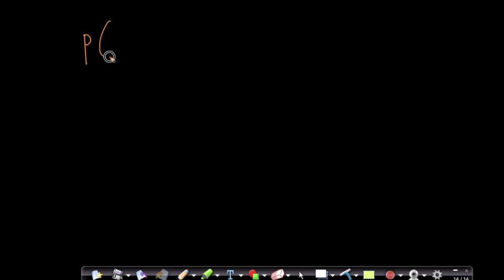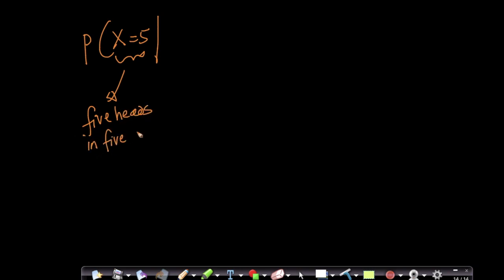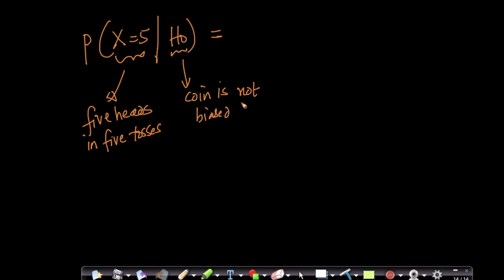Very, very simple. Let's try to compute this probability now. Okay. So what we want to compute is the probability of getting 5 heads in 5 coin tosses. The probability of getting x equals 5 given our null hypothesis. What is our null hypothesis? Our null hypothesis is that the coin is unbiased, not biased towards heads. That's the null hypothesis, right?